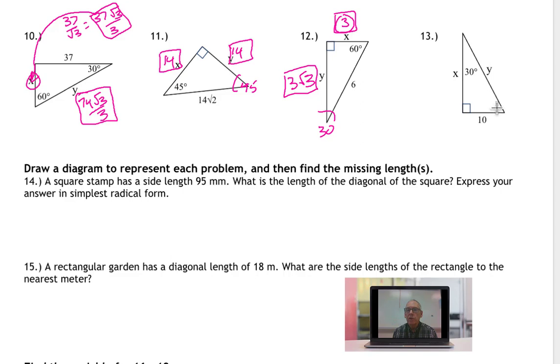Looking at number 13, got a 30, 60, 90. The short side is 10. Double the short side is going to be the hypotenuse. It's going to be 20. And 10 times root 3 is going to be the side opposite the 60.